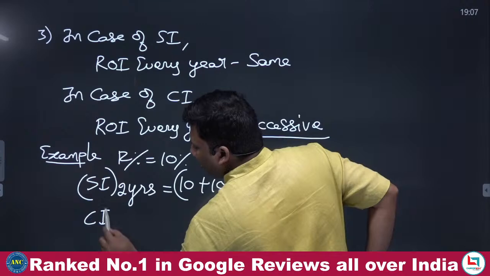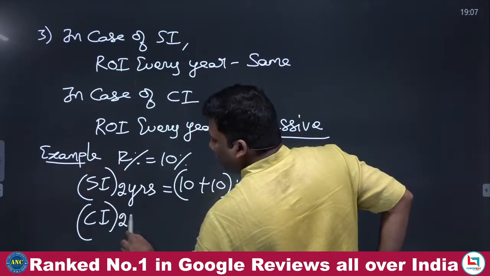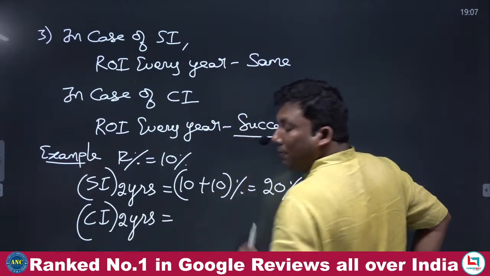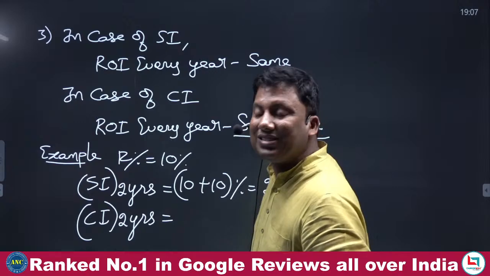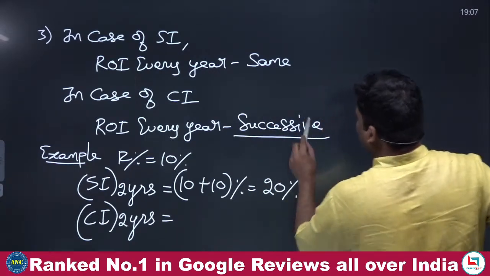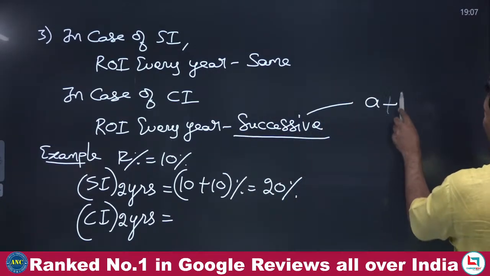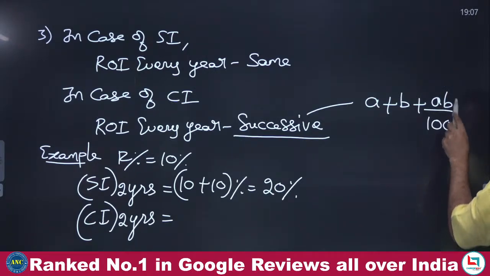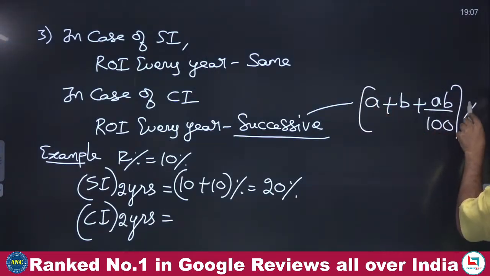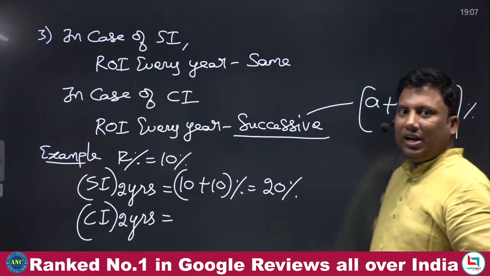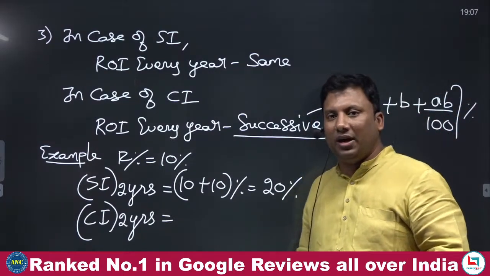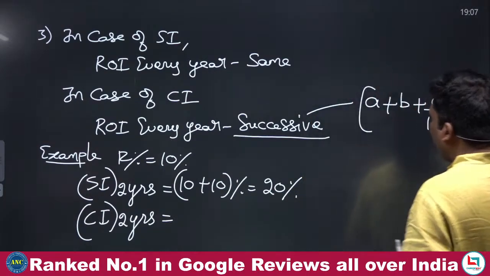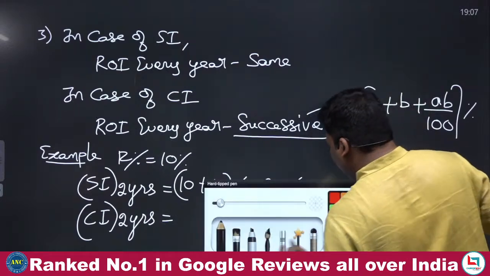But in the case of compound interest for 2 years, rate of interest is successive. What is a successive notation? A plus B plus AB by 100 percentage. Why did A plus B plus AB by 100 come?